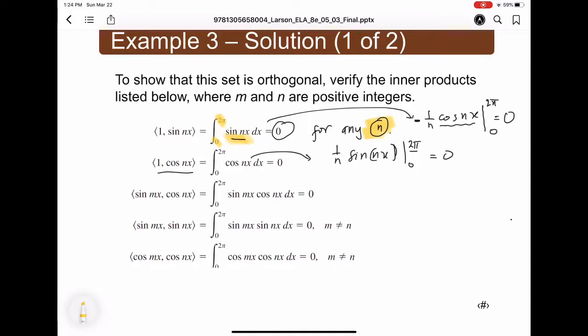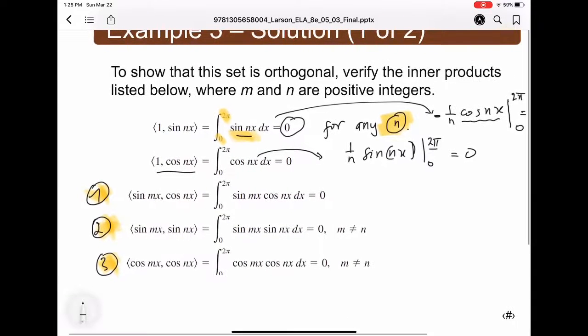Which is good. Next, we need to check 3 more cases. Okay, this is the first case, the second case, and then the third case. So we consider the inner product of sine mx and cosine nx. So what is that? That is the integral of sine mx and cosine nx.